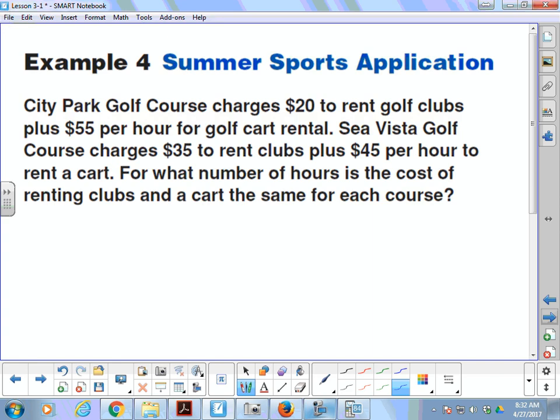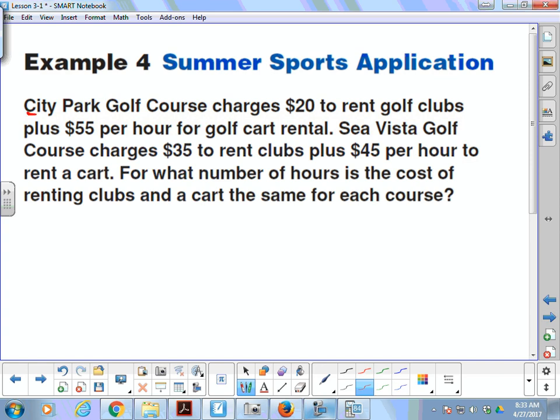Application problem. City Park Golf Course charges $20 to rent golf clubs plus $55 per hour for the golf cart rental. Sea Vista Golf Course charges $35 to rent the clubs plus $45 per hour to rent a cart. For what number of hours is the cost of the rental clubs and a cart the same for each course? So we've got to look at the key elements and write the equations for the lines that represent each of them.